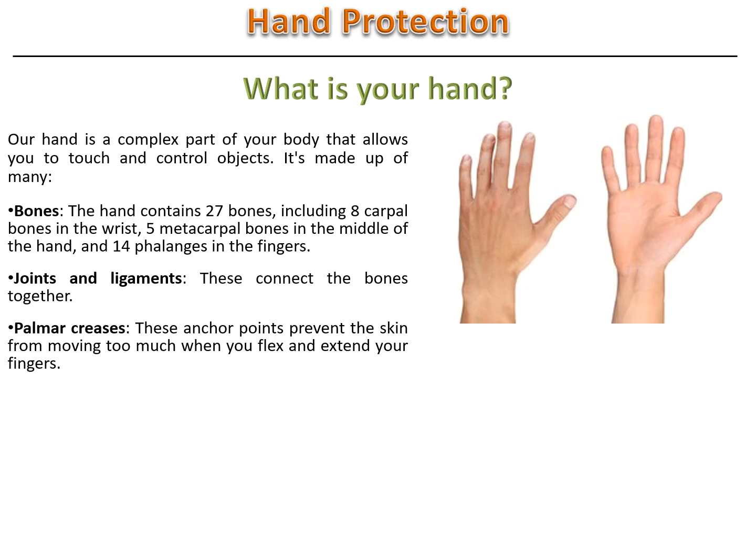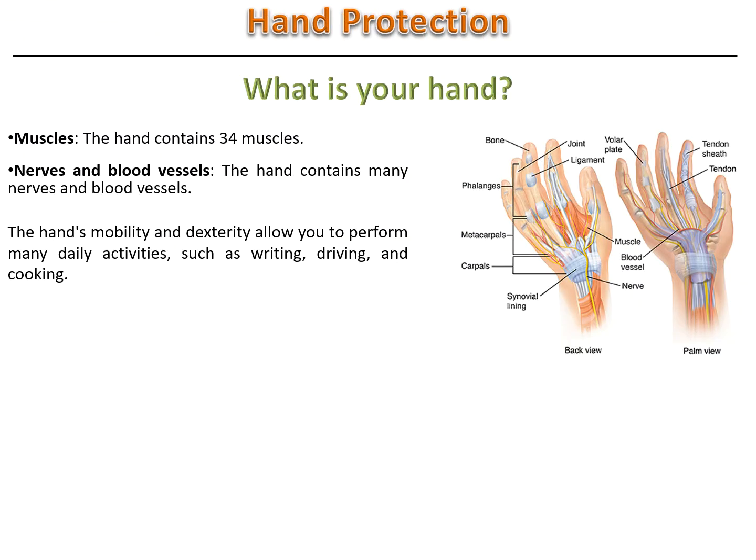Joints and ligaments connect the bones together. Palmar creases are anchor points that prevent the skin from moving too much when you flex and extend your fingers. Muscles: the hand contains 34 muscles. Nerves and blood vessels: the hand contains many nerves and blood vessels. The hand's mobility and dexterity allow you to perform many daily activities, such as writing, driving, and cooking.